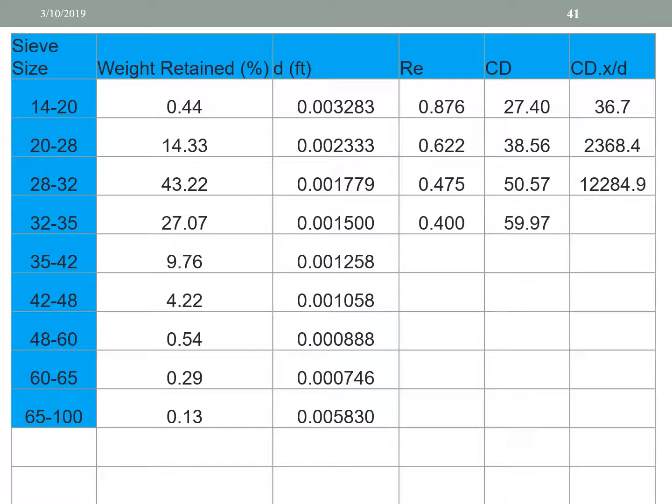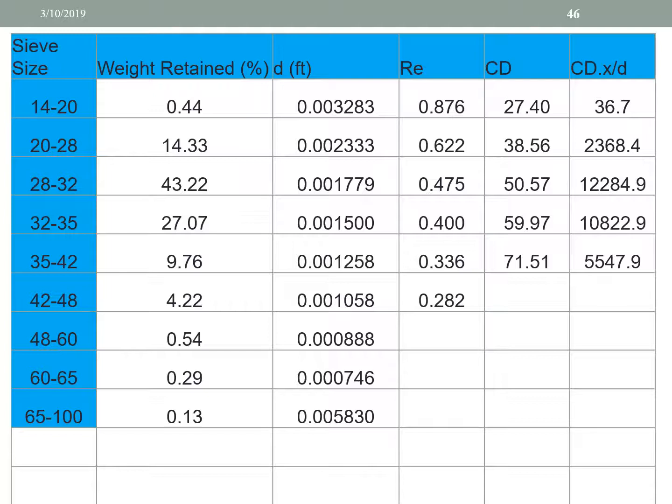Again, CD times x over d. Here CD is 59.97, x is 24.07 over 100, divided by the diameter 0.0015. If you calculate, it will be 10822.9. So for any of these numbers, I need you to pause your video. The next Reynolds number is 0.336. The CD will be 71.51 because that is laminar flow, and CD x over d will be 5547.9.